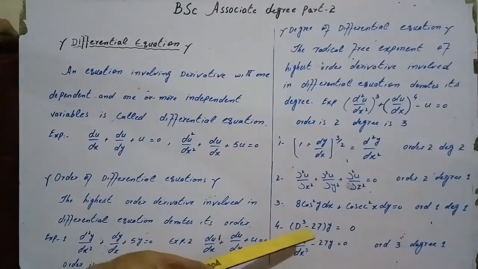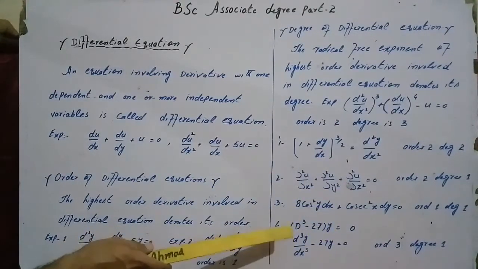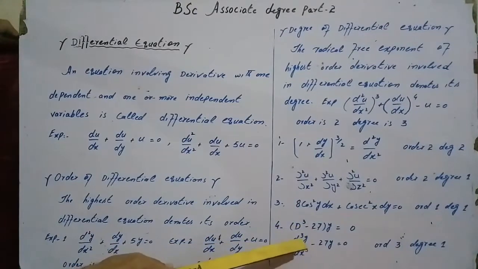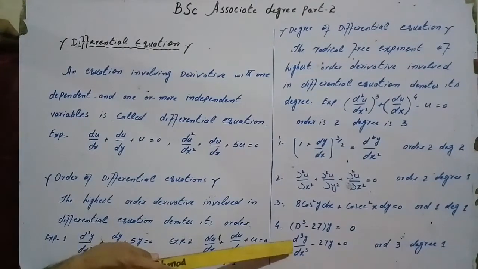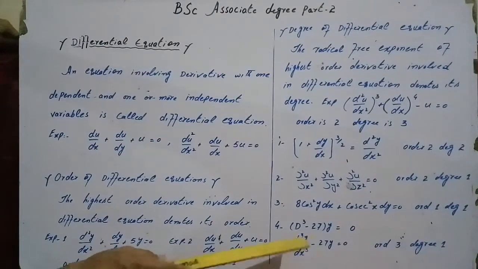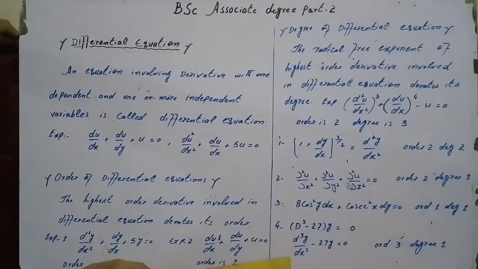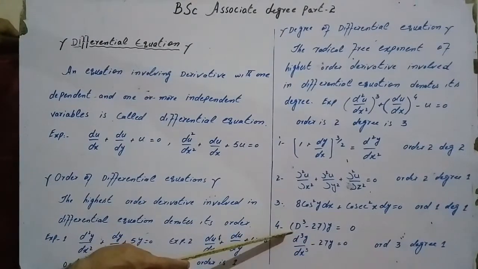Number 4, d cube y minus 27y is equal to 0. That is the highest order derivative. We can write this differential equation as d cube y over dx cube minus 27y is equal to 0. The order of this differential equation is 3 because the third order derivative is involved. And the degree will be the exponent of the highest order derivative. Here the exponent, meaning power, is only 1. So the degree of this differential equation will be 1. And the order is 3 due to the third order derivative involved.